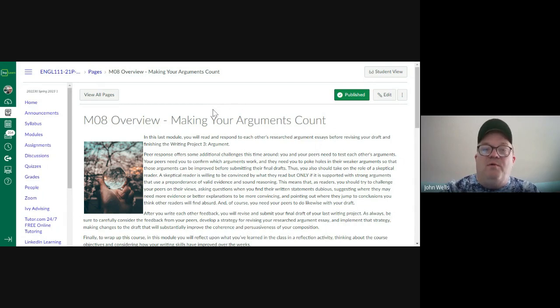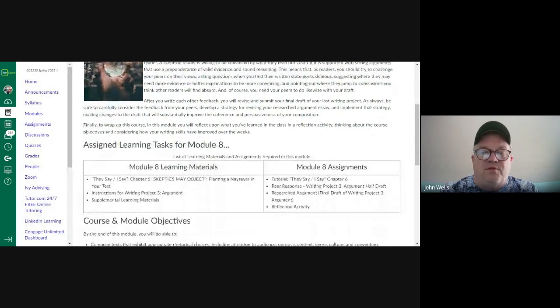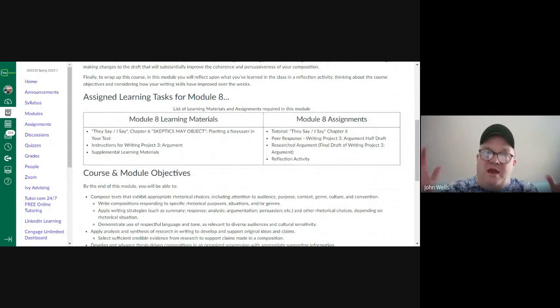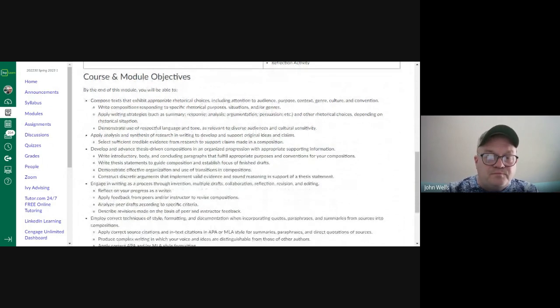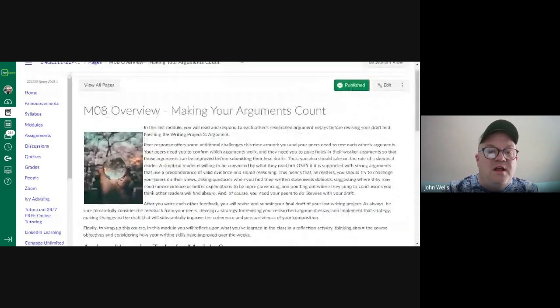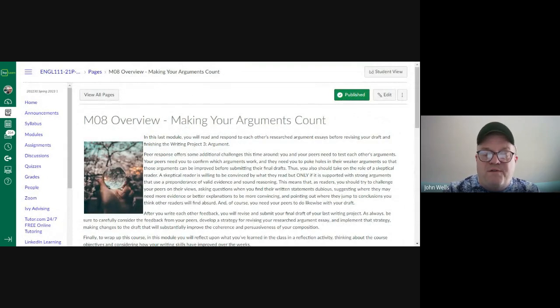And so that's really what we're looking at here: making sure that the things we say actually accomplish the purpose of what we're trying to do. And that is the capstone of all this stuff that we are doing, because we have an argument, we've made that claim, we're backing up that claim, and now we're making sure that the argument makes sense and really moves our audience. So we have our learning materials and assignments for this week, and our course objectives. And then we're going to look at our first big piece.